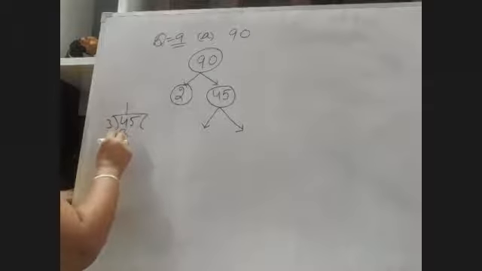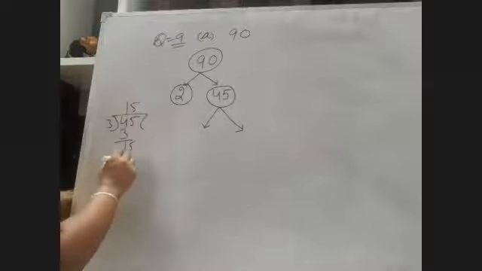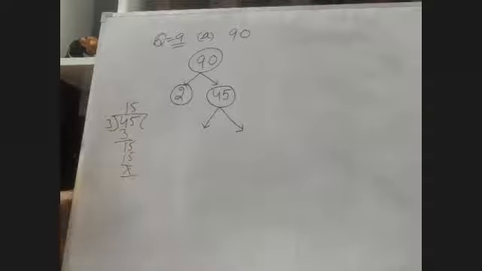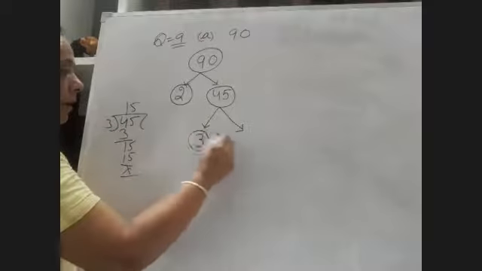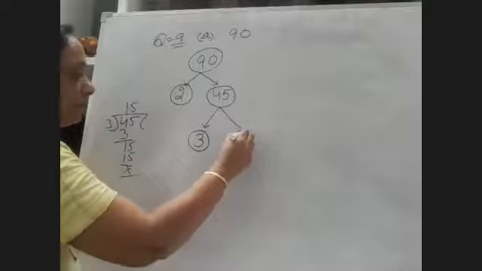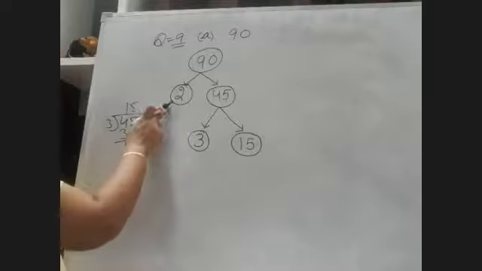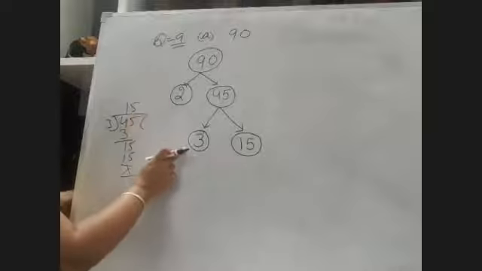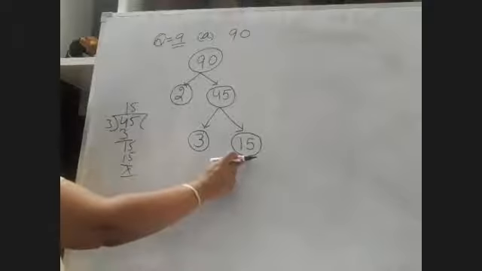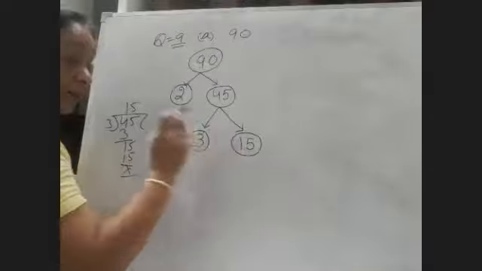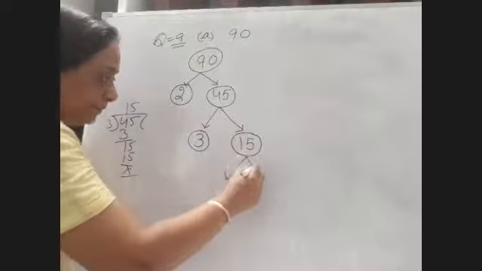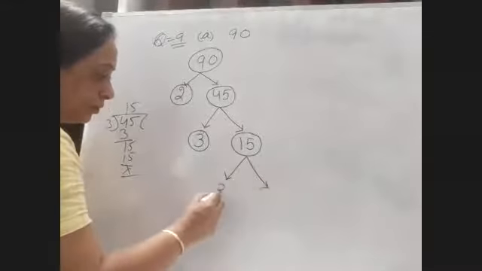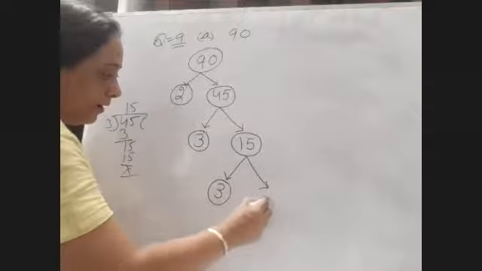3 1s are 3. 1, 5. 3 5s are 15. So when we divide 45 by 3, we get 3 and 15 as two factors. So write here 3 and 15. Again, students, 2 is a prime number, 3 is a prime number, but 15 is a composite number. And 15 is an odd number. So again, divide by 3. 3 5s are 15.